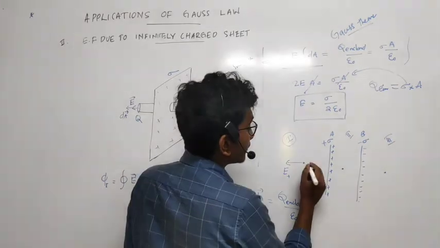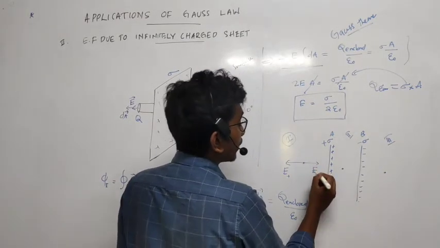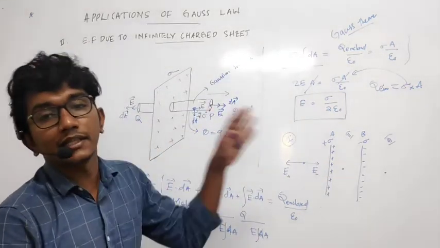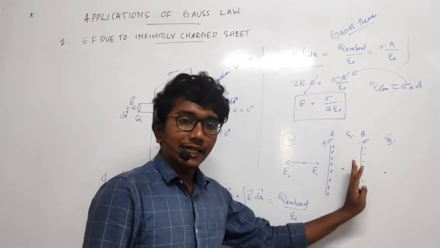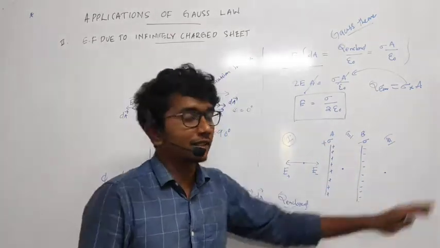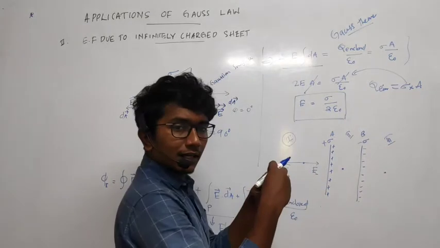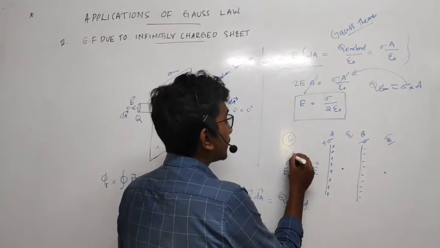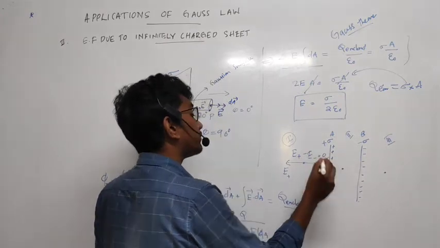And what about here? In this direction, because it's a negative sheet, so it moves towards the negative sheet. Here it moves away from the sheet. In the case of negative, it moves towards the sheet. So I can say that E plus and E minus are opposite in direction. So the value will be E plus minus E minus, which will be 0.